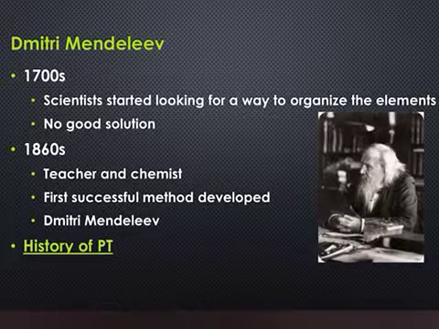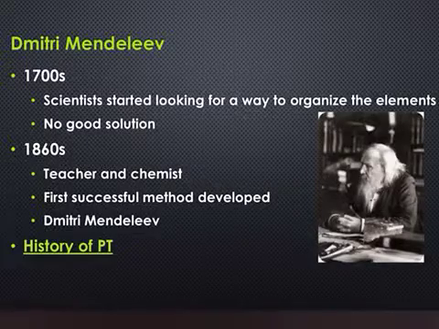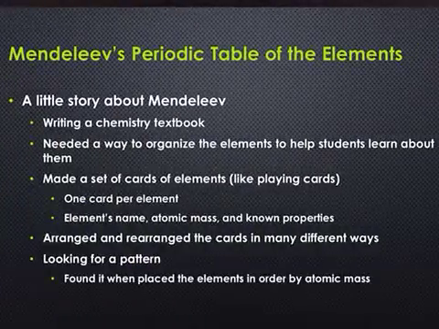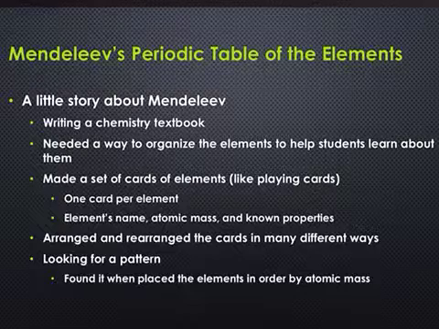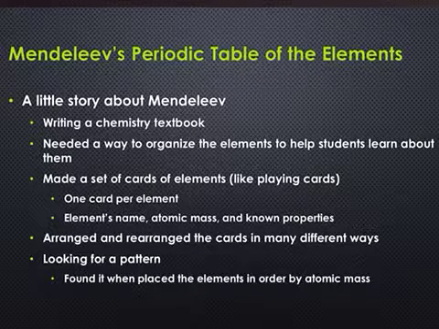So in the 1860s, Mendeleev, who was a teacher and a chemist, developed the first successful method for organizing the elements. When Mendeleev was doing his research, he was writing a chemistry textbook and needed a way to organize the elements to help students learn about them.